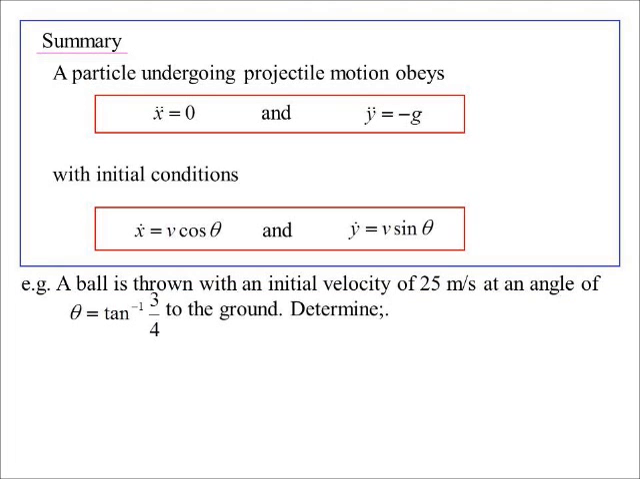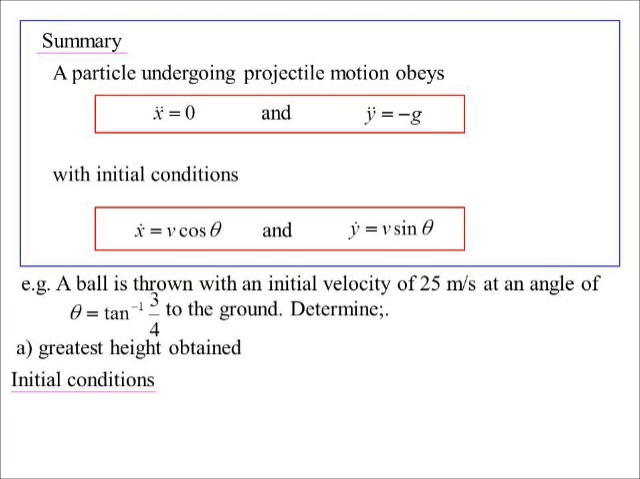So let's look at one. Got a ball, throw it with initial velocity of 25 metres per second, angle of whatever the inverse tan of 3/4 is to the ground, work out what's the greatest height. Well, I'm going to need my equations of motion. So let's work out the initial conditions. I've got initial conditions as far as the parabola is concerned. I want to get it horizontally, vertically.